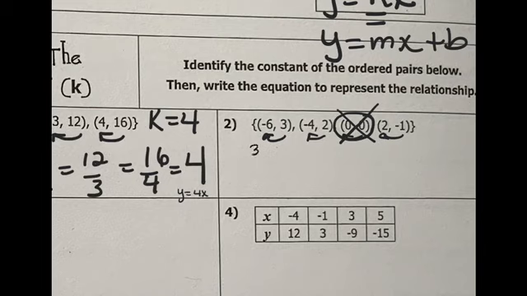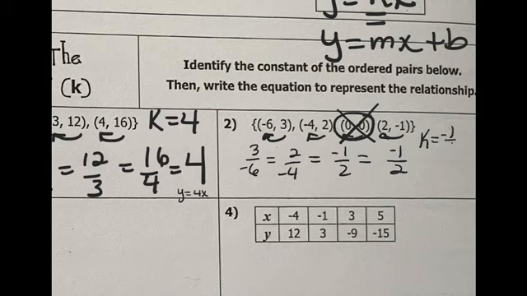So we have y, 3 divided by negative 6. Our y is 2 and x is negative 4. And then we go straight to negative 1 divided by 2. All simplifying to negative 1/2, which is our constant. And we can rewrite the equation as y equals negative 1/2 x.